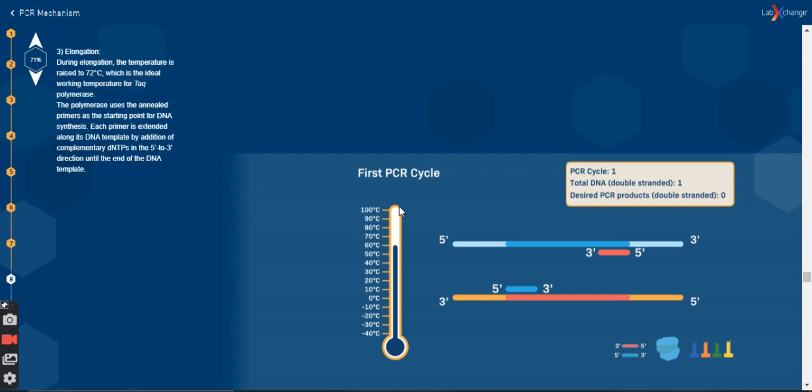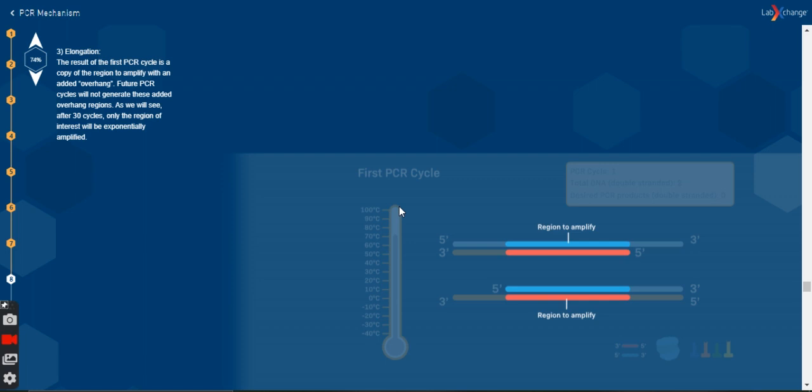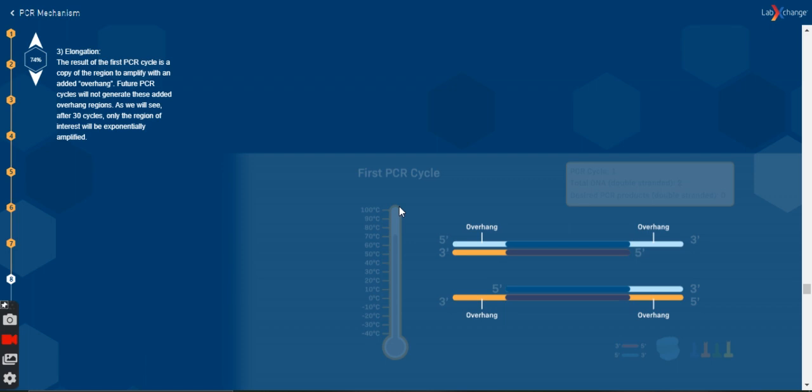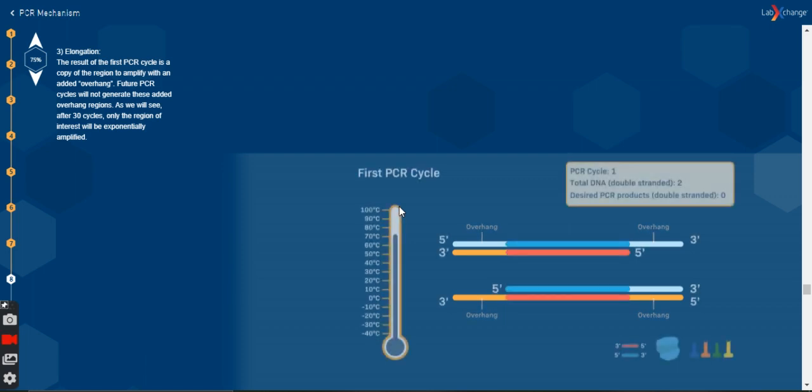During elongation, the temperature is raised to 72 degrees Celsius, which is the ideal working temperature for Taq polymerase. The polymerase uses annealed primers as the starting point of DNA synthesis. Each primer is extended along its DNA template by addition of complementary dNTPs in the 5' to 3' direction until the end of the DNA template. The result of the first PCR cycle is a copy of the region to amplify with an added overhang.